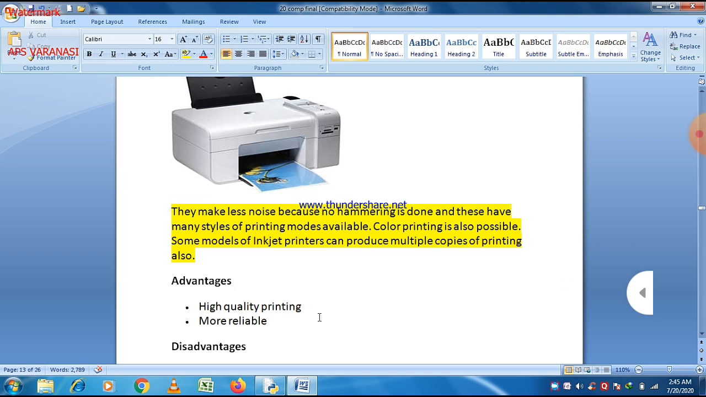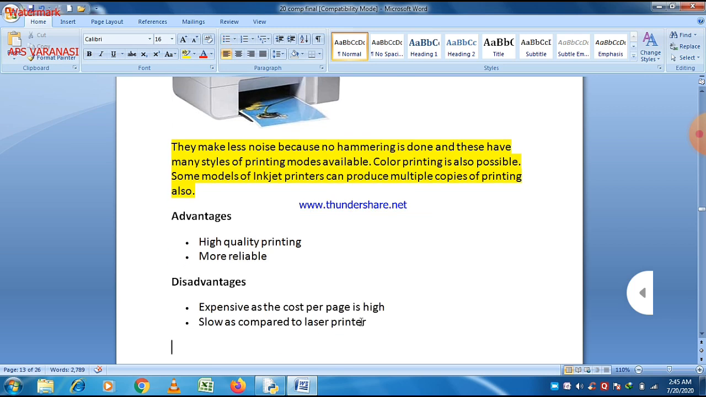So two important things regarding inkjet printers. First of all, they can produce multiple copies of printing, and second, color printing is also possible using inkjet printers, and that's why we can see that they produce high quality printing and they are more reliable. These are the two advantages of inkjet printers.